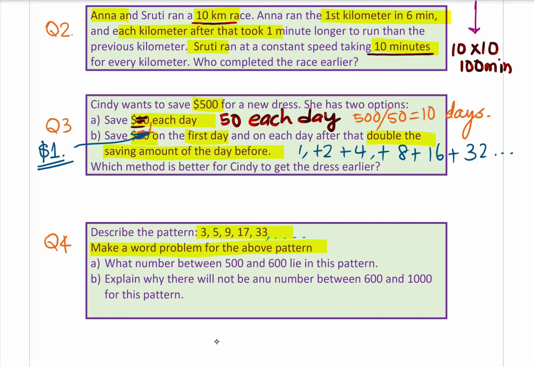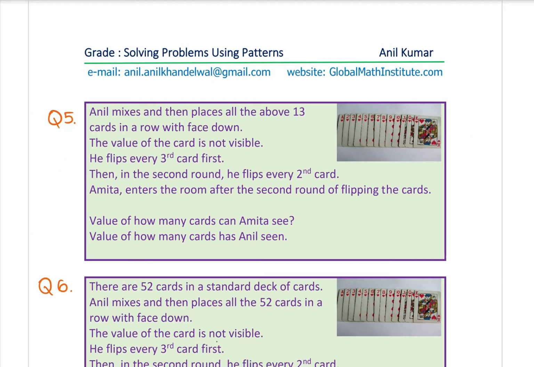Now, two questions are: what number between 500 and 600 lie in this pattern? So you have to include more terms and see which number between 500 and 600 lie in this particular pattern. And part B is explain why there will not be any number between 600 and 1000 for this pattern, correct? See, it is really growing very, very fast. So there will be so many numbers skipped. So you have to just check this out, okay? Let's move on and see the other two questions, which are question number 5 and 6.